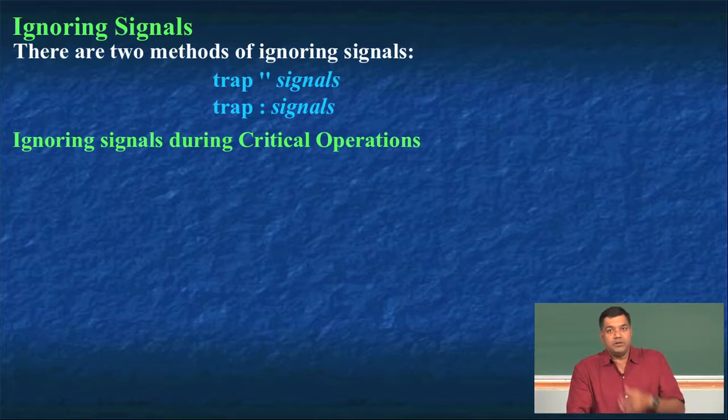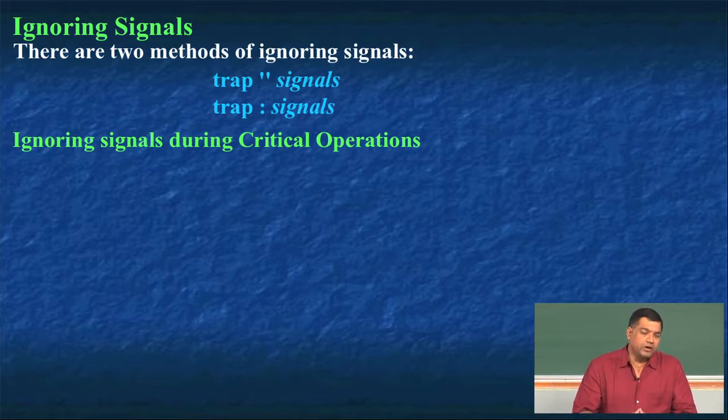So, why do we need to ignore signals? As I discussed in the previous class, if you are doing certain critical operations, for example, you are copying one file from one location to another location and you do not want a user to interrupt while you are copying the files between these two locations. In that case, you can disable all the signals for the user. So, you put trap space colon space and then you give all the signal numbers, because of which any signal that is sent to this process will actually be ignored by the process.